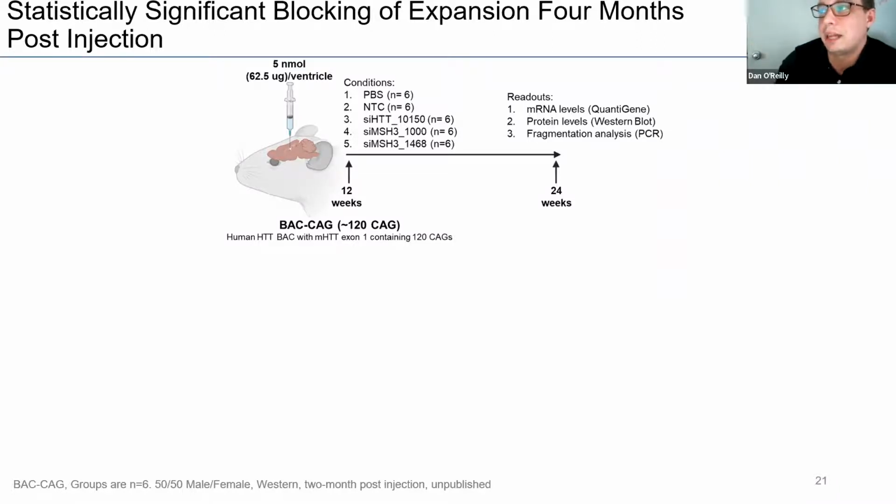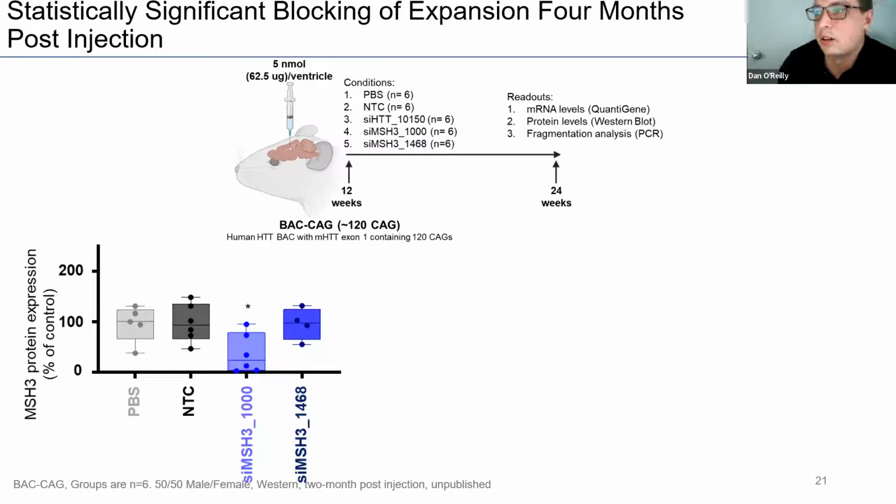And we did this in the BAC-CAG mice because it has the humanized mutant Huntington gene. Now, here's the protein expression. Now we see statistically significant silencing between the MSH3 1000 and NTC, but we don't see statistically significant silencing between MSH3 1468 and the NTC.